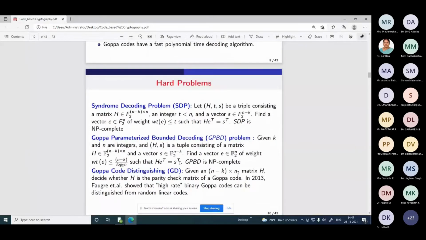Next we are going to see some of the hard problems in coding theory. I have told you it is different from number theory, right? So what is the problem? Let H, T and S be given. H is the parity check matrix of the code, T is the error correcting capacity, and S is the syndrome. If the three values are given to you, can you find an E vector of weight T? What do you mean by weight?